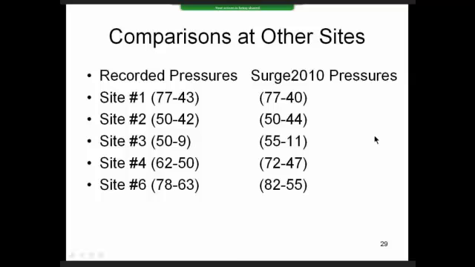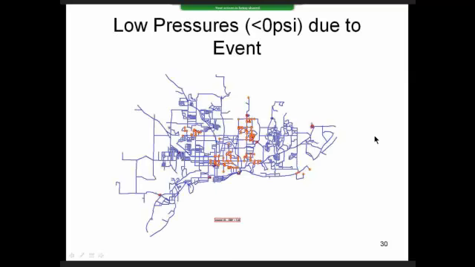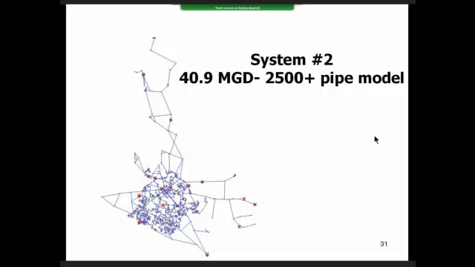Now, what that allowed us to do was to go in and predict where pressures would go subatmospheric. So this next slide shows that even though there is nowhere in the system where we recorded pressures that went below about 10 psi, there were many, many locations in the system where there were negative pressures. And this is really an unacceptable situation.